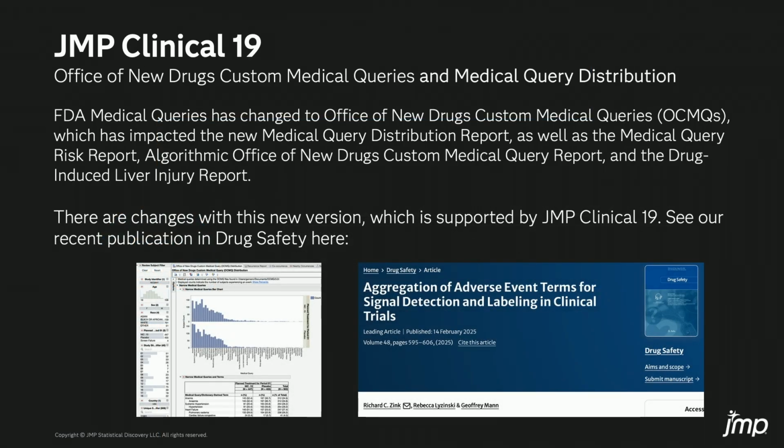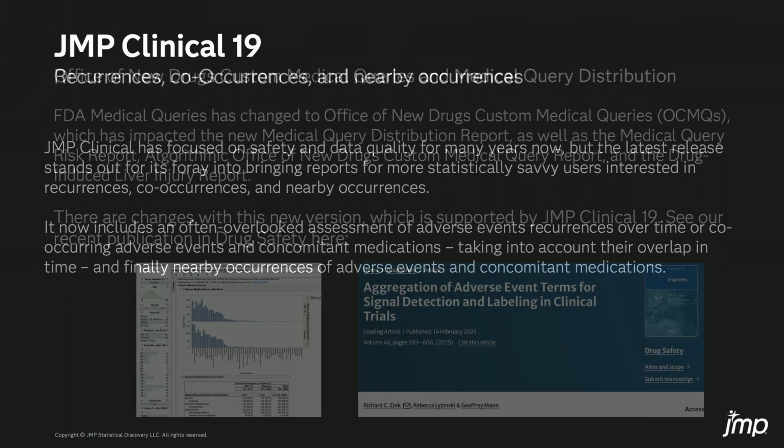The medical queries I just focused on, we have a new report with that. It's called the Medical Query Distribution Report, and it can work with standardized MedDRA queries or the Office of New Drugs Custom Medical Queries. You get to choose and you can set it up. All versions will be recognized automatically, and you get drop-down lists to pull from which version you use. And we know that with pharmaceutical clinical trials, which are established over a 7-year or 10-year timeline, you're changing versions and we're helping you integrate with those.